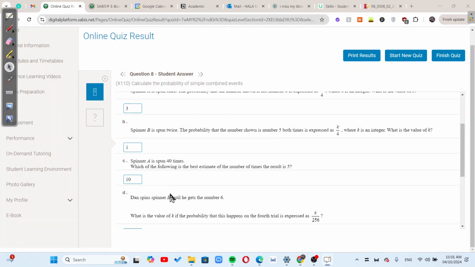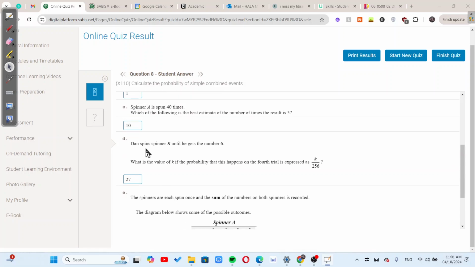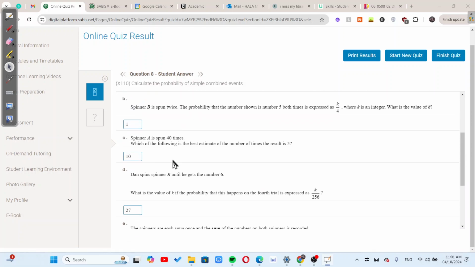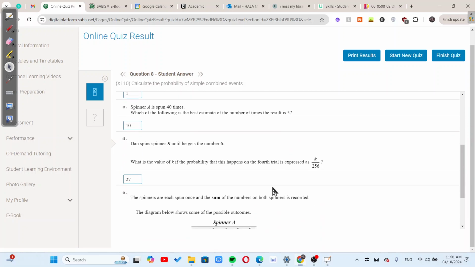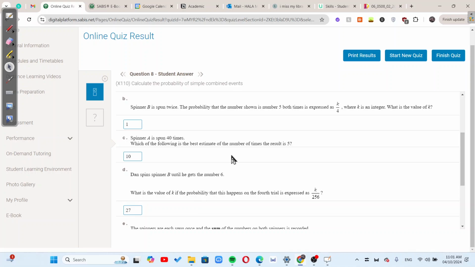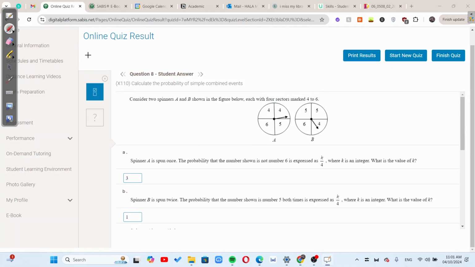Now we're going to look at part D. Part D is telling you that Dan wants to spin spinner B until he gets the number 6. So Dan does not want to see any number other than 6. And he wants to ask you, what's the probability that I'm going to get this on the 4th trial? So you want spinner B, and we know Dan wants number 6, and he wants it on the 4th time he spins.